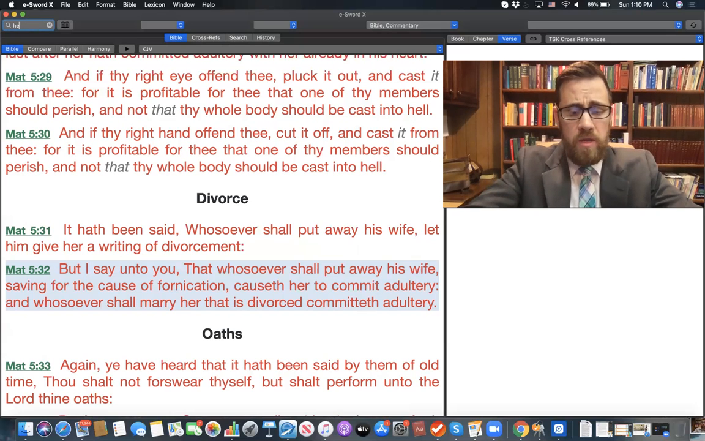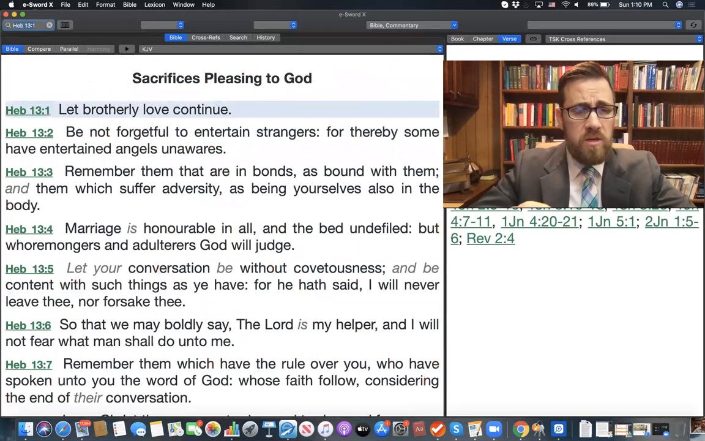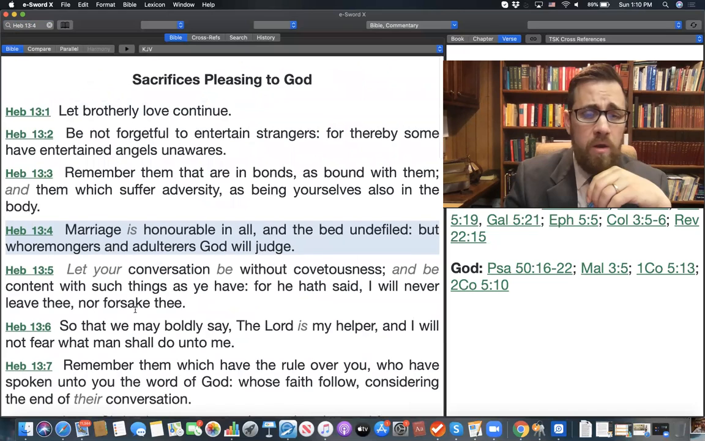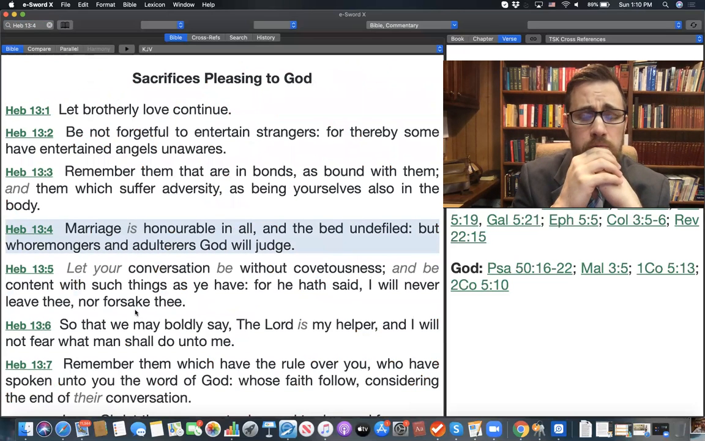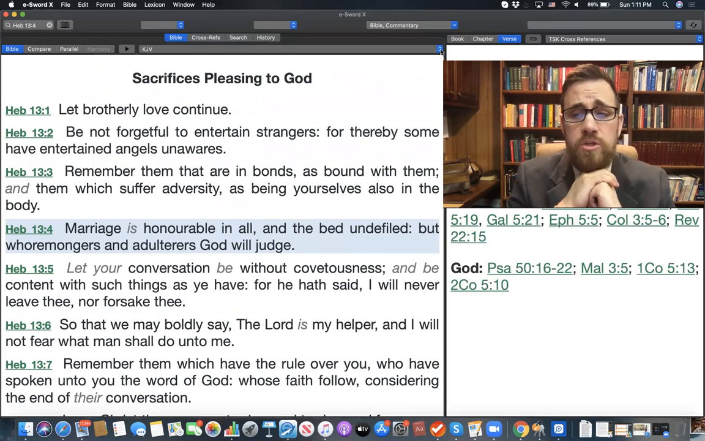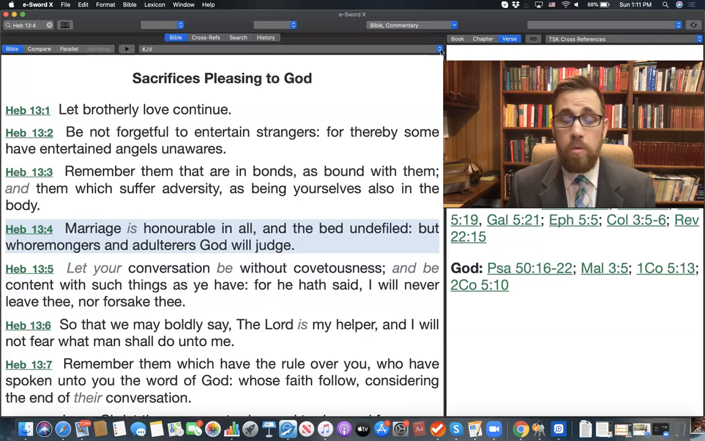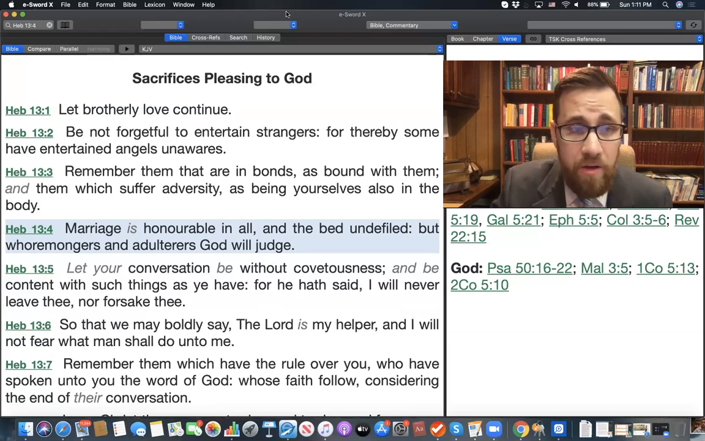Now, if we go over to Hebrews chapter 13 and we look at verse 4, marriage is honorable in all, and the bed undefiled. I believe the English Standard says, let marriage be held in honor in all, and the bed undefiled, but it's the same idea. But whoremongers and adulterers, God will judge. So this act of intimacy outside of the marriage bed is something that God is going to judge or condemn, but inside the marriage, it is something that is honorable and something that is undefiled.